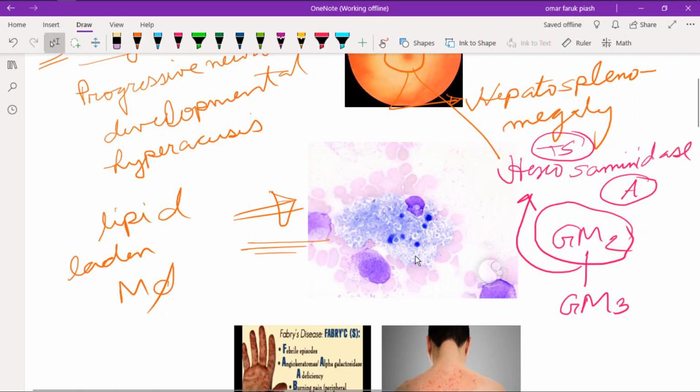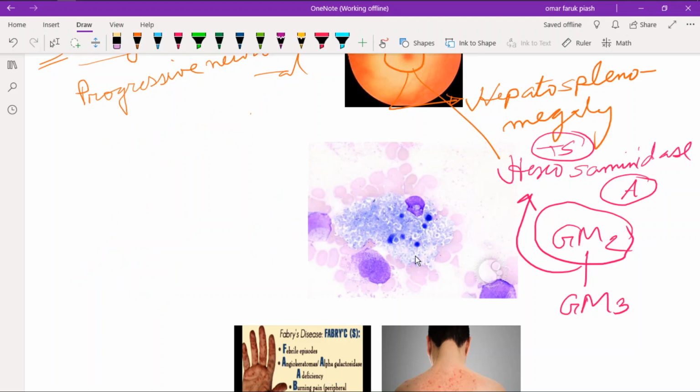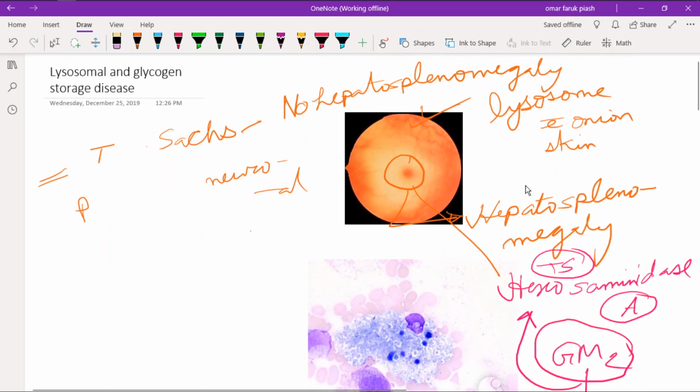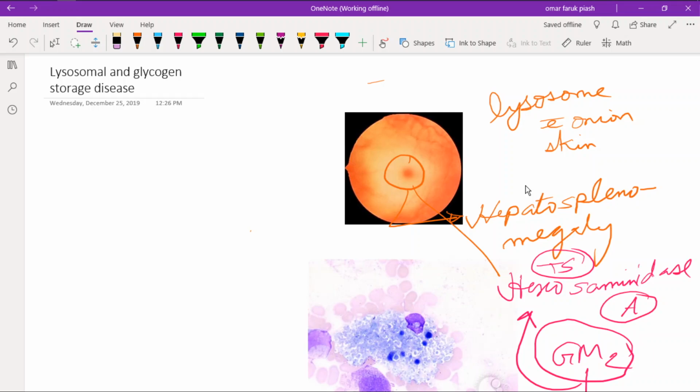And the most important thing, this is autosomal recessive. Apart from Fabry disease and Hunter syndrome, most of the lysosomal storage diseases are autosomal recessive.